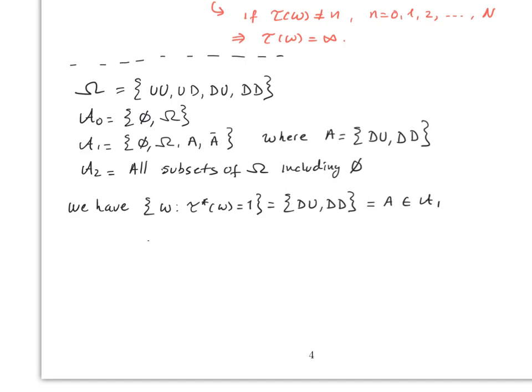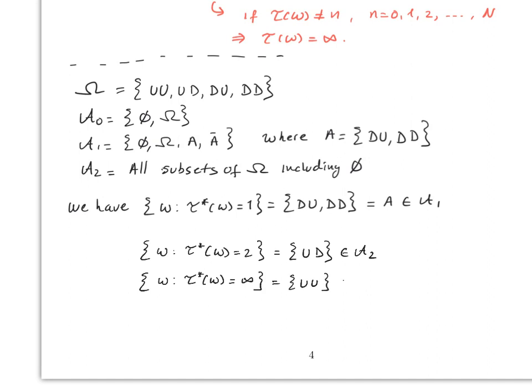All right, then if we look at this next event, omega such that tau star of omega was equal to 2, the only one we end up with at that time was ud, and this clearly belongs to A2. Okay, and then the last one is omega such that tau star of omega is infinity, which was uu, and this one belonged to A2. So clearly, you put all of this together, this satisfies the definition of stopping time.